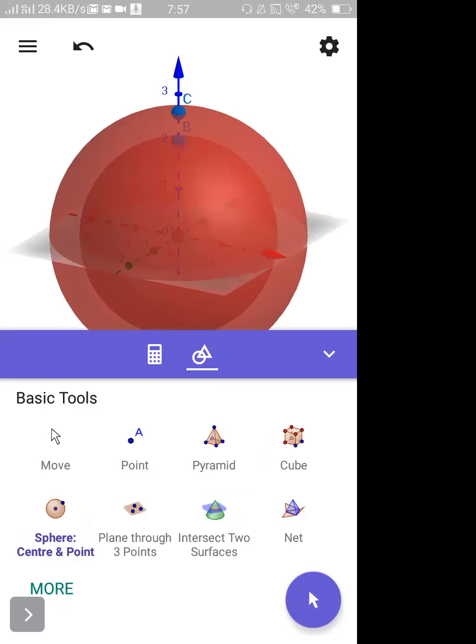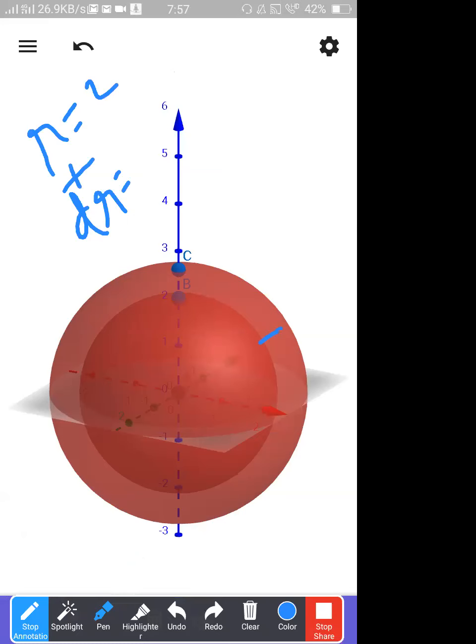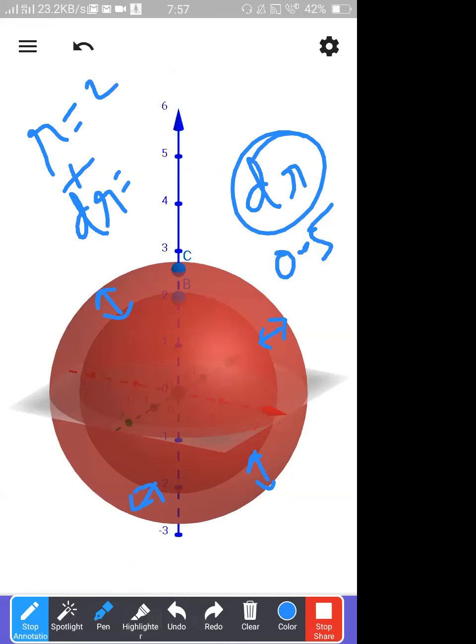I'm getting another sphere. Now, please tell me what is the change here. As compared to the first sphere and the second sphere, you go anywhere on the sphere, you measure the change, always the change will be dr only. In this case, dr is just 0.5. Anywhere on the sphere, the change in radial distance will be the same. Or you can rotate the sphere in any way you want; if you measure the distance, that is dr.